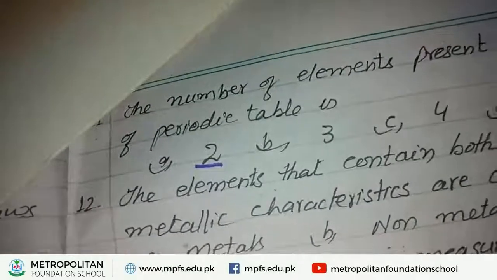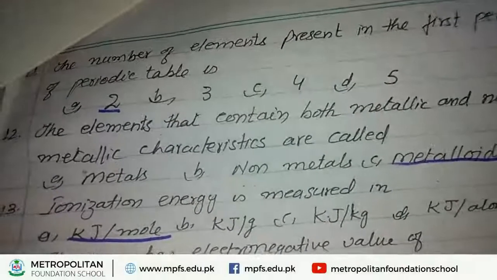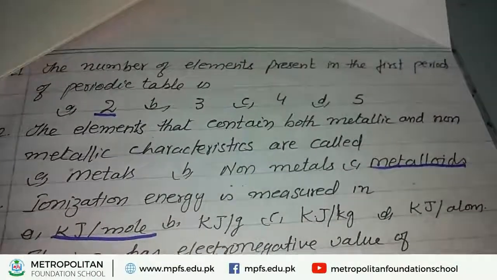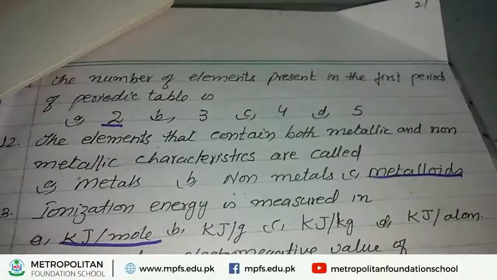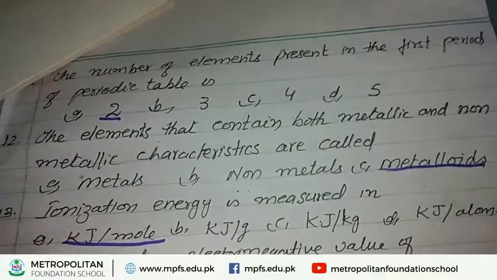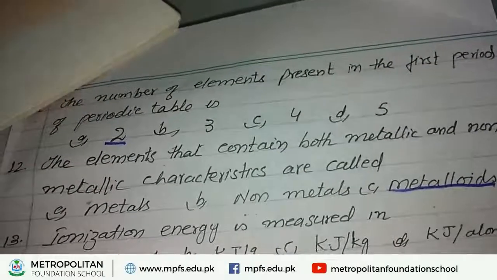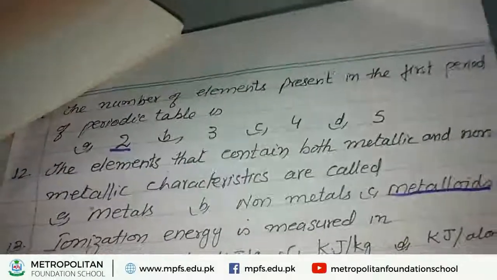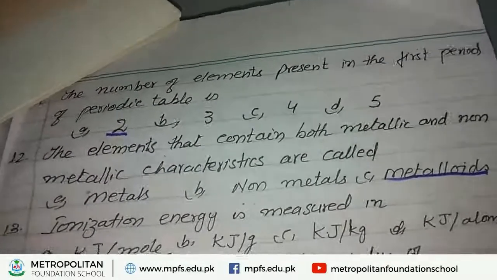The elements that contain both metallic and non-metallic characteristics are called: option A metals, option B non-metals, option C metalloids. Elements which contain both characteristics, metal and non-metal, are called metalloids.